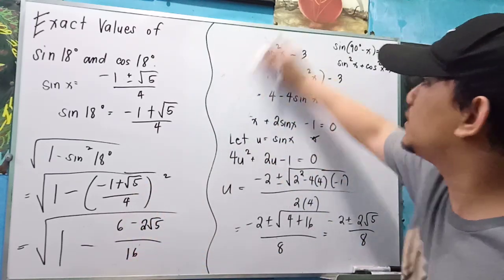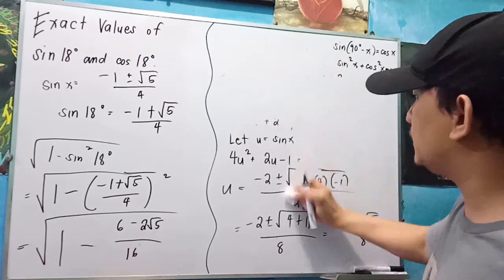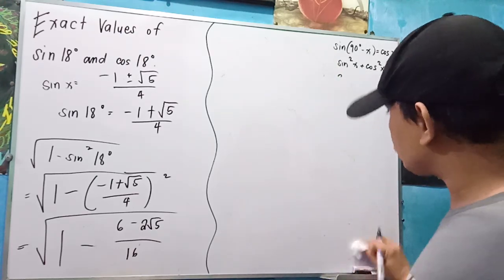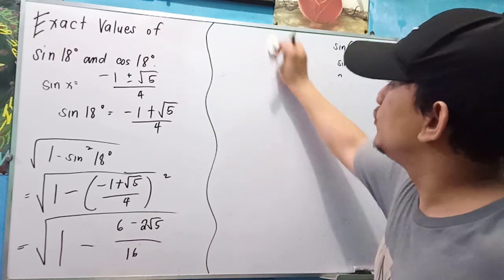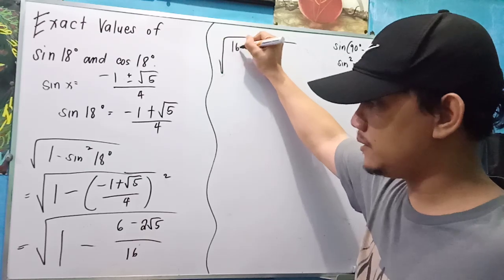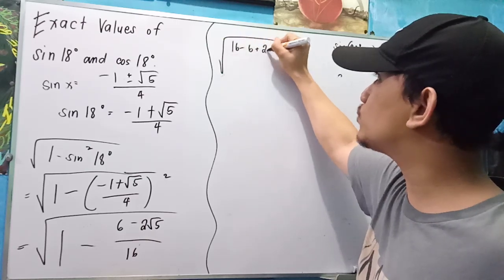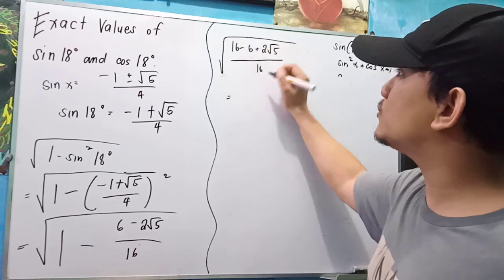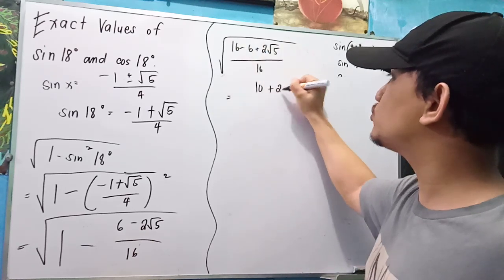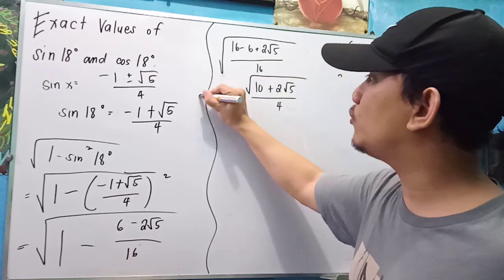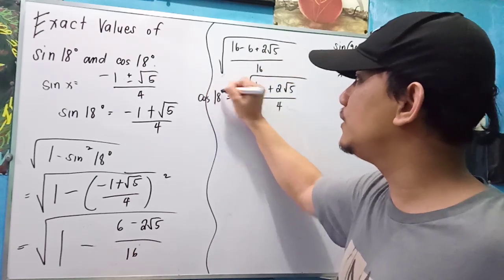So, ano pong lalabas, Sir IJ? So, ganito po ilalabas, mga lodi. So, step by step lang. Okay, so ang lalabas po dyan will be square root of 16 minus 6 plus 2 square root of 5 all over 16. So, this is 16 minus 6, that's 10 plus 2 square root of 5, square root nyan, all over 4. Ito na po yung value ng cosine of 18 degrees.